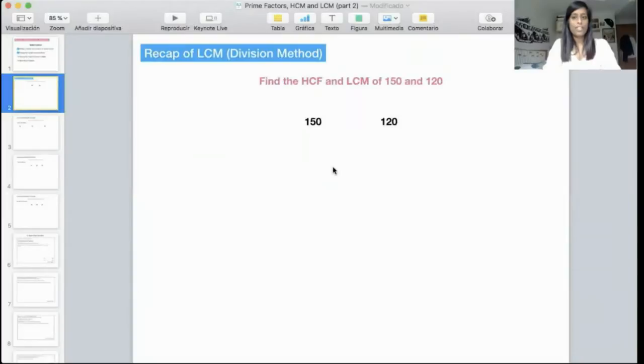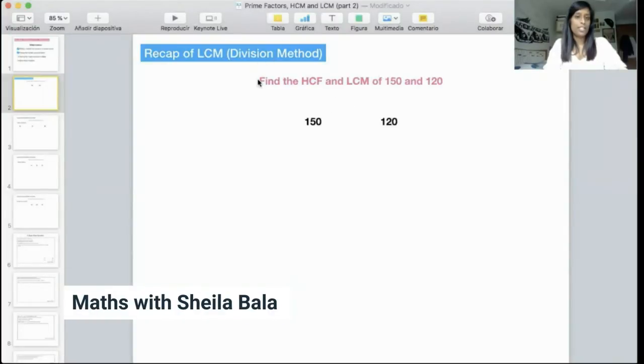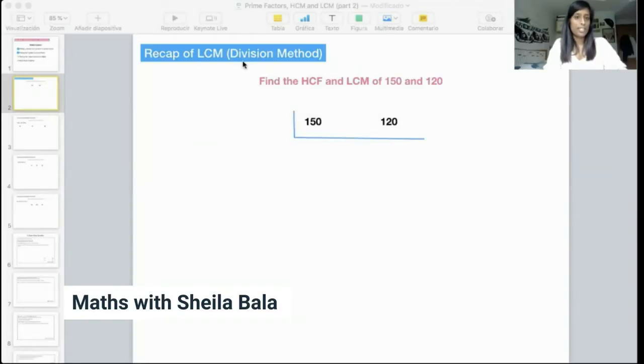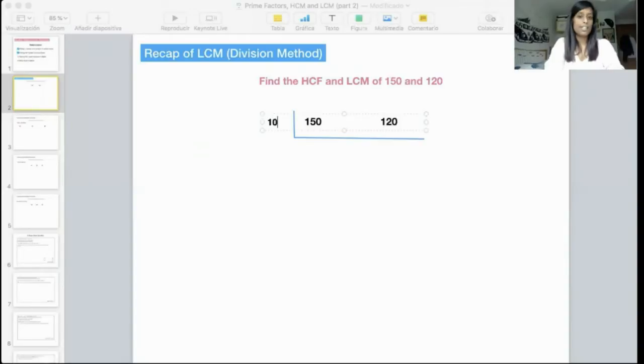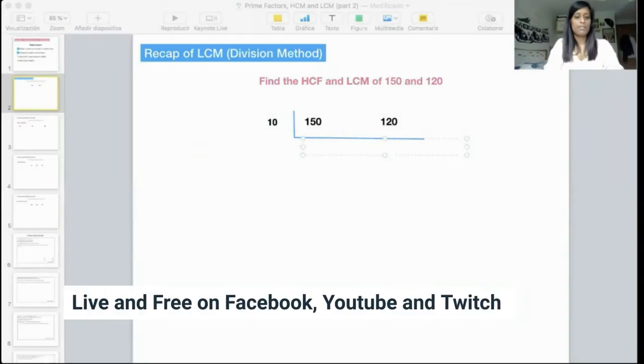Before we do the three-way thing, let's just recap how to do the division method with two different numbers. So here you've got 150 and 120, and you have to find the highest common factor and the lowest common multiple of those two numbers. So first thing, if you remember, I'm going to divide both numbers by a common factor. I can see they both end in 0, which means I can divide by 10. So first number is a 15, and the second number is a 12.